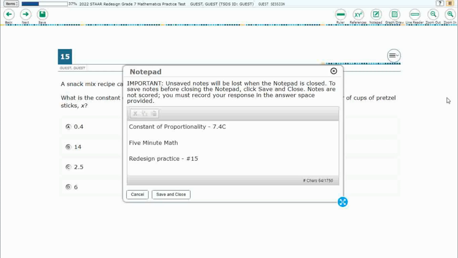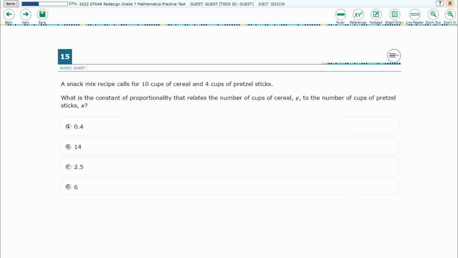Today we are looking at the 7th grade concept of constant of proportionality. This is standard 7.4C in the great state of Texas, and we are using item number 15 off the Redesign Practice Online STAAR test. If you haven't done so already, please go ahead and take a moment to pause the video, work this problem out on your own, unpause it, and we will look at our answers together.